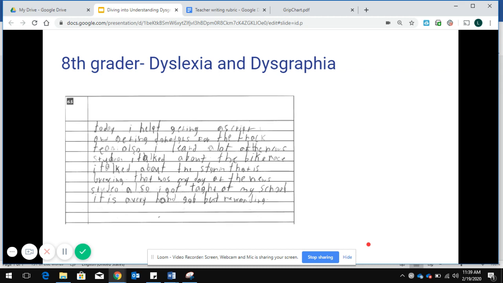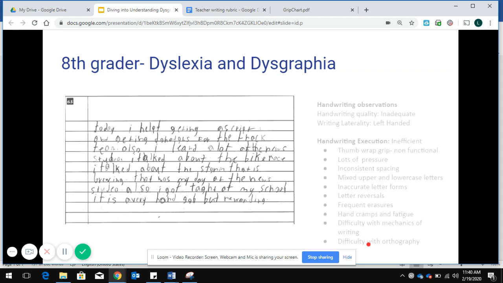This is an 8th grader. He was referred for a dyslexia and dysgraphia evaluation. And I want you to look at his handwriting. What do you think about that handwriting? Right? It's not that bad. You can read it. It's somewhat legible, right? Let's see the handwriting observations.